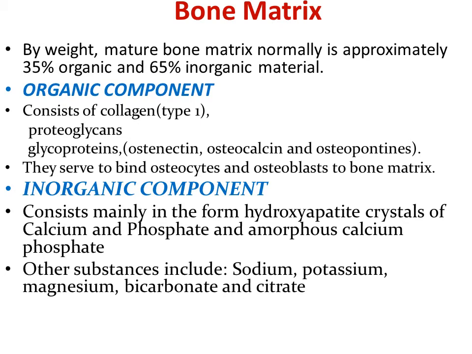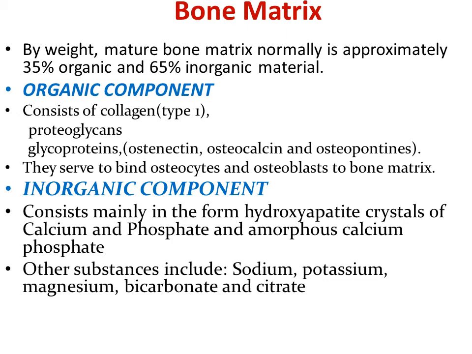The glycoproteins found in the bone matrix are unique to that bone tissue and include osteonectin, osteocalcin, and osteopontin. These glycoproteins bind to the mineral hydroxyapatite crystals of the bony matrix. तो ये हमारे पास ऑर्गेनिक कंपोनेंट्स हैं जो कि मेनली 3 कंपोनेंट्स में कोलेजन टाइप 1 होते हैं, प्रोटोग्लाइकेन और ग्लाइकोप्रोटीन्स होते हैं, and these serve to bind the osteocytes and osteoblasts to the bony matrix.